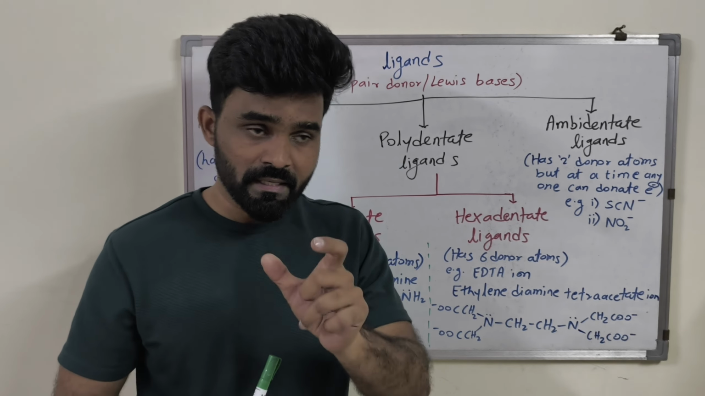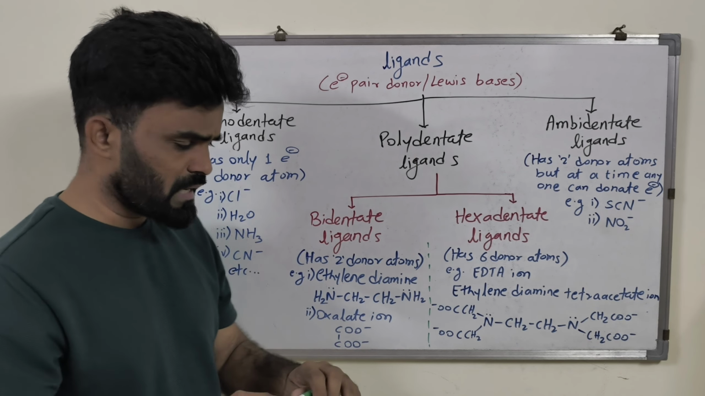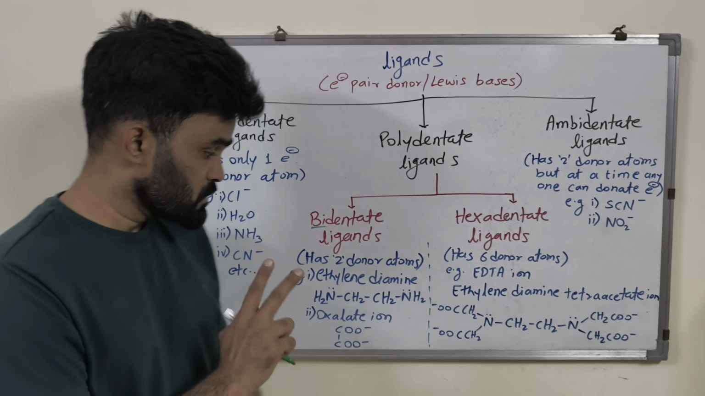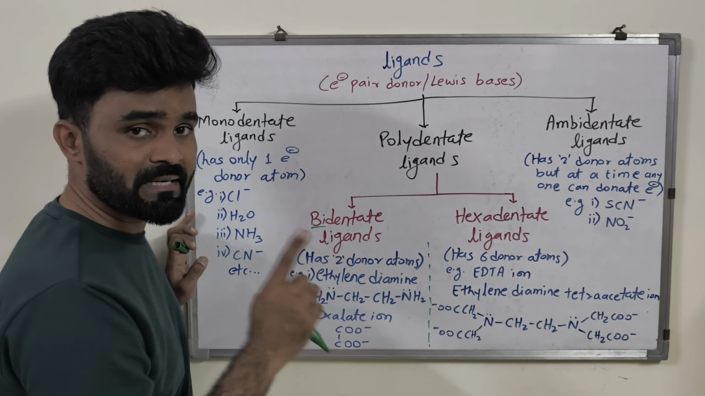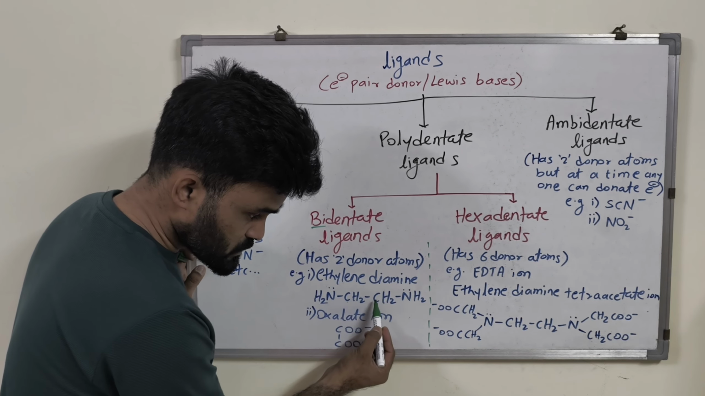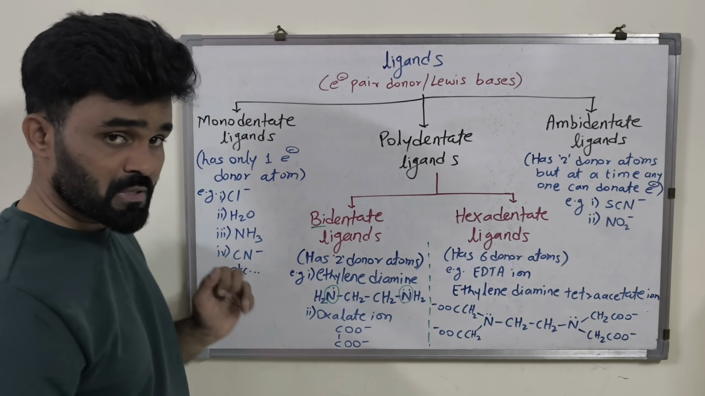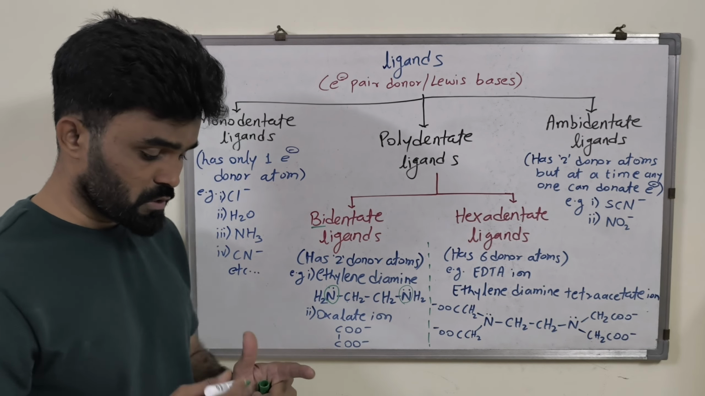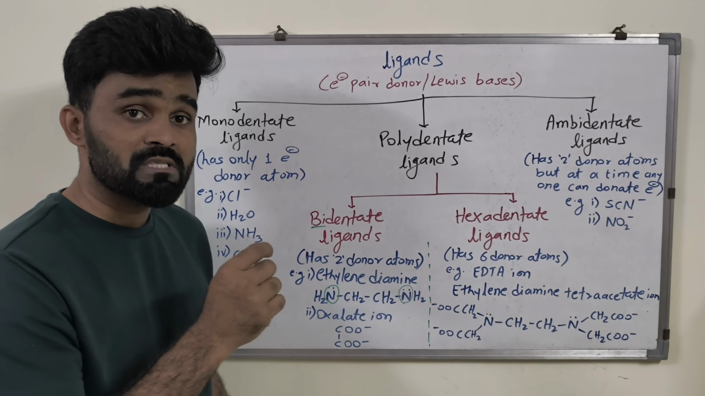And in case of polydentate, we have bidentate and hexadentate. When I say bidentate, from name itself we can conclude bi म्हणजे दोन, right? Bi का मतलब होता है two. So if a ligand has two donor atoms, we call it bidentate ligand. Okay? Example, ethylene diamine. Ethylene diamine has CH2, CH2, and here we have NH2. Here we have one more NH2. So those N's are electron donor atoms. Okay? We have two, so it is called as bidentate ligand. Okay? Then we also have oxalate ion.